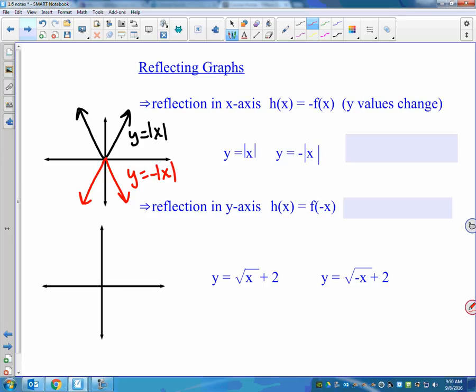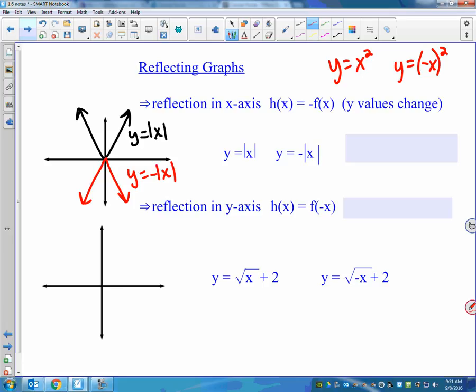Reflection in the y-axis is if you put a negative inside the function. And for some equations, putting a negative inside the function doesn't change anything. Like think of x squared. If I asked you to graph y equals x squared and y equals negative x where the negative's on the inside, that's the same graph because it doesn't matter when you square it, it's still always positive. So if it's already symmetric with the y-axis, putting a negative inside doesn't change it.